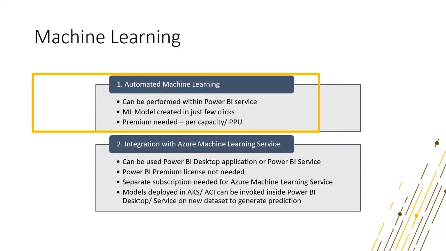So we have an Azure Machine Learning model already created and deployed. How do we actually take advantage of that in Power BI? That can occur in the desktop, or it could occur in the Power BI service. There's no Premium license needed. However, you do need a separate Azure Machine Learning service subscription. And the model must be deployed either in AKS, Azure Kubernetes, or Azure Container Instance within Azure Machine Learning. Pick your poison, right? But after you deploy it there, you can start generating brand new predictions on your dataset, leveraging the model.